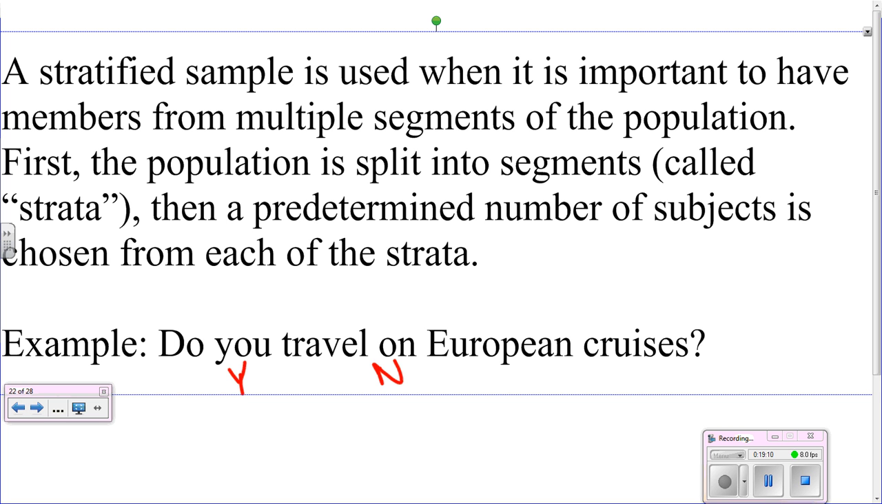Then we could say ahead of time, we want 20 people from each of the strata. So the first 20 people who say yes are going to be in our study, and the first 20 people who say no. And that's it. As long as they're from the different segments of the population, the yes and the no.